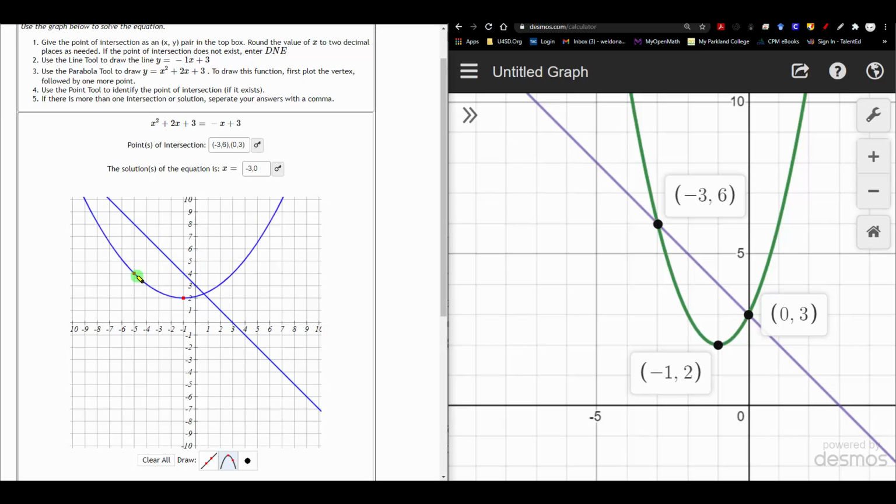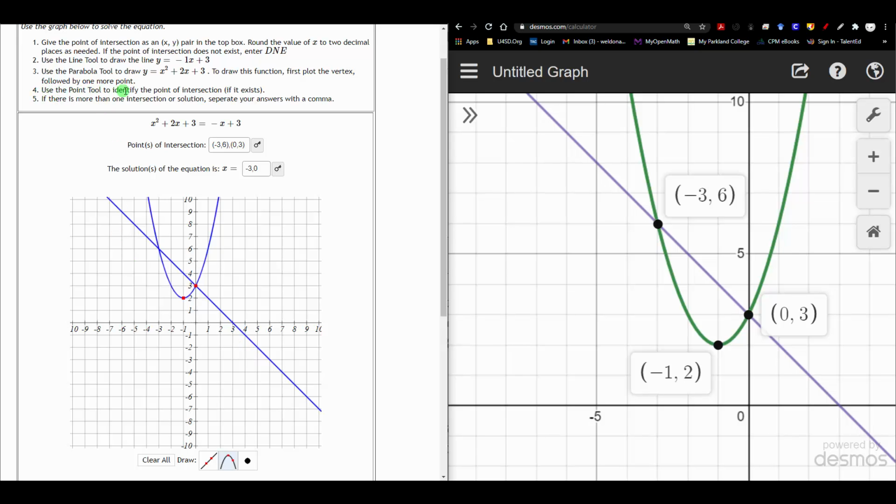And you'll notice that as I move around, it wants me to place a second point. So I'm going to place my second point over here at 0, 3. So there we are, 0, 3, click. All right, and that sets my parabola. All right, so the parabola and the line are graphed.